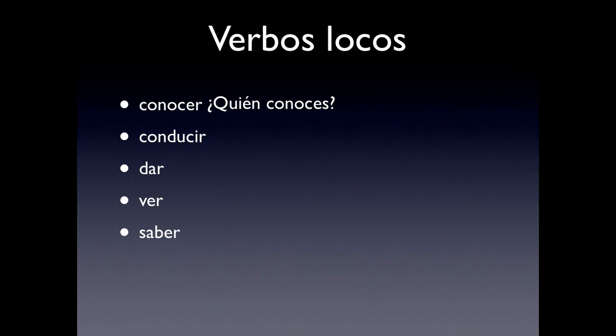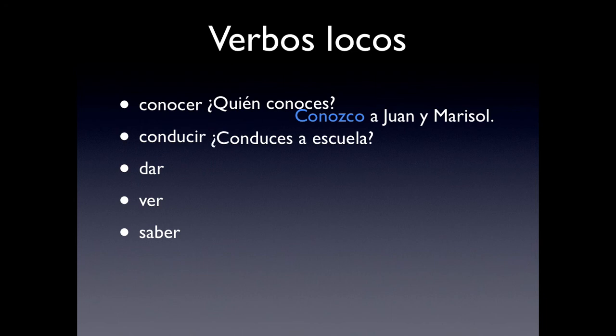So, ¿quién conoces? Who do you know? Conozco a Juan y Marisol. So I know Juan and Marisol. ¿Conduces a la escuela? Do you drive to school? Sí, conduzco a la escuela. So notice that conducir and conocer are 2 verbs that do the ZCO thing at the end. So there are a few verbs that do this. They're kind of a category as well, but they're rarer.